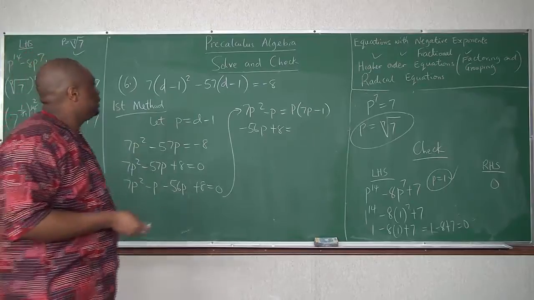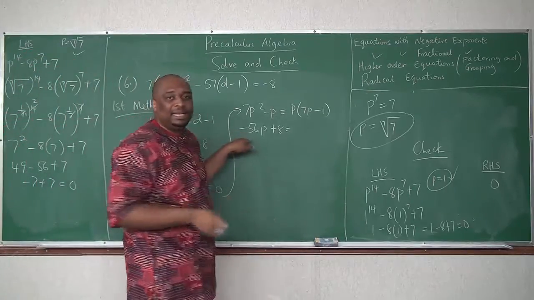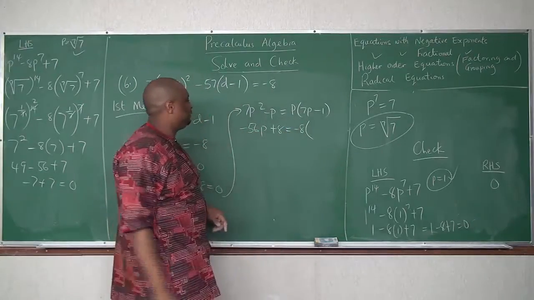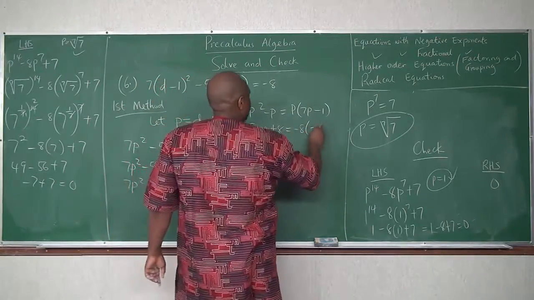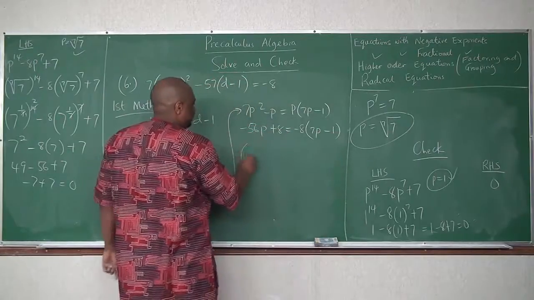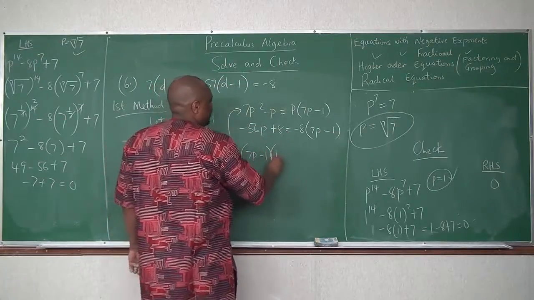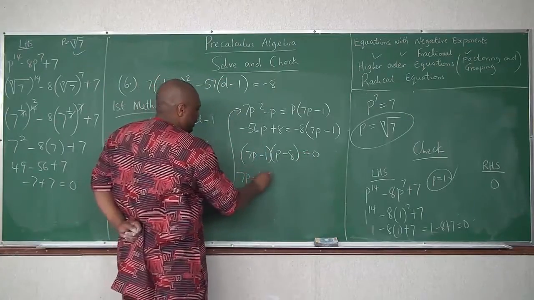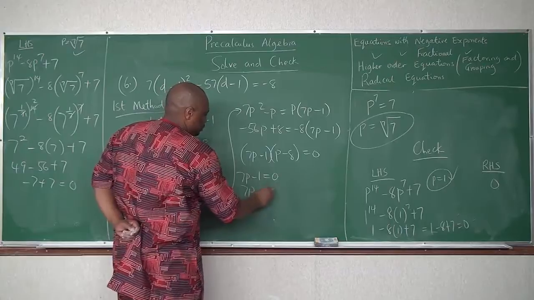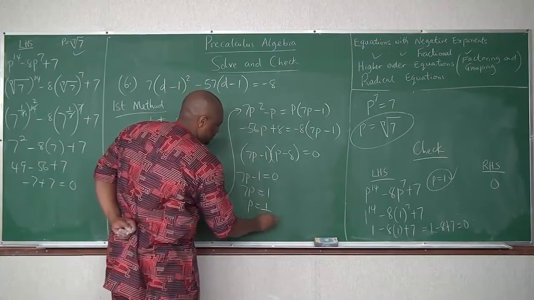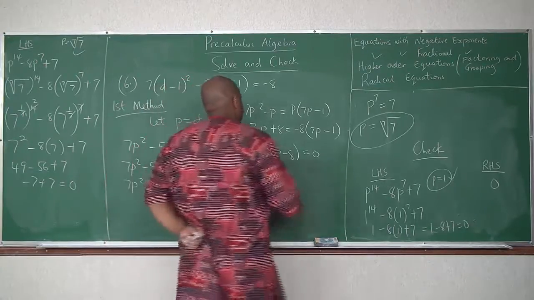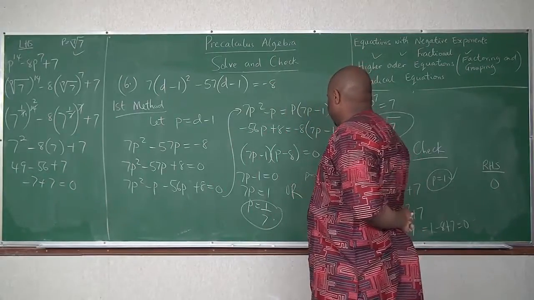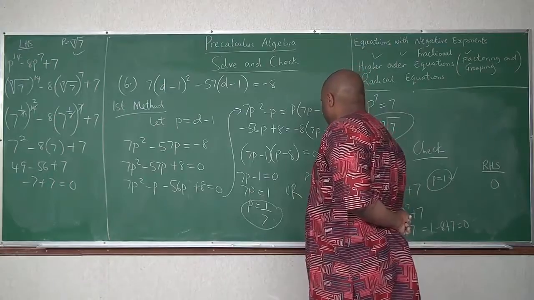Okay? So, here you have a leading negative. You factor out the negative. This is negative 8, is the GCF. And we will have what? 7p minus 1. So we have 7p minus 1 and p minus 8 equal to 0. So 7p minus 1 is 0. 7p is equal to 1. P is equal to 1 over 7. Okay? Or p minus 8 is 0. And then p is equal to 8.